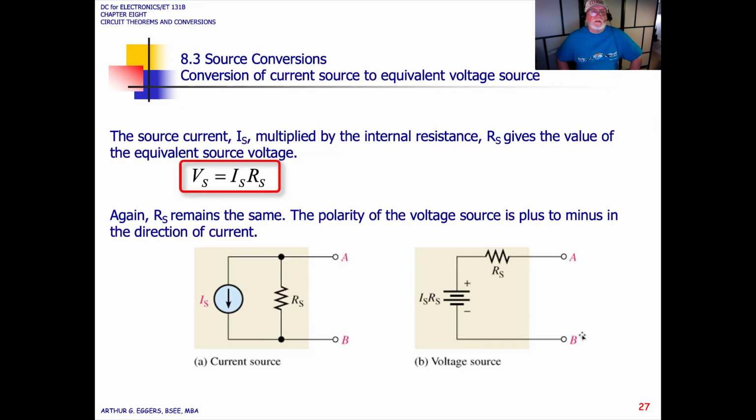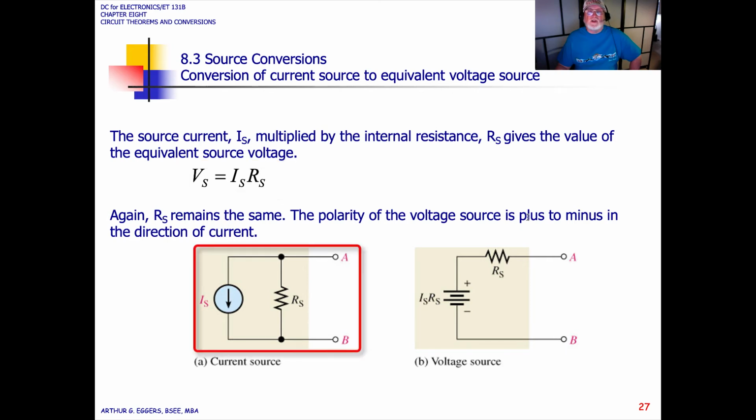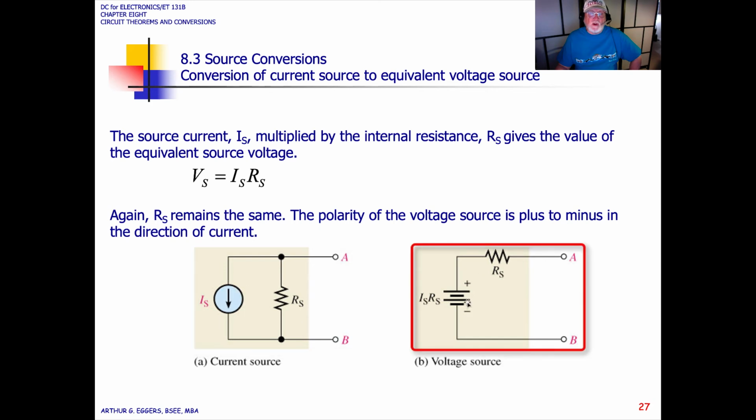The source current, I sub S, multiplied by the internal resistance, R sub S, gives us the value of the equivalent voltage source. Now we're going the other way. So V source is equal to I source times R internal. Again, our R source or internal remains the same. The polarity of the voltage source is, in this case, plus to minus in the direction of the current. My drawing here is showing the current flowing out of the source and into the circuit.